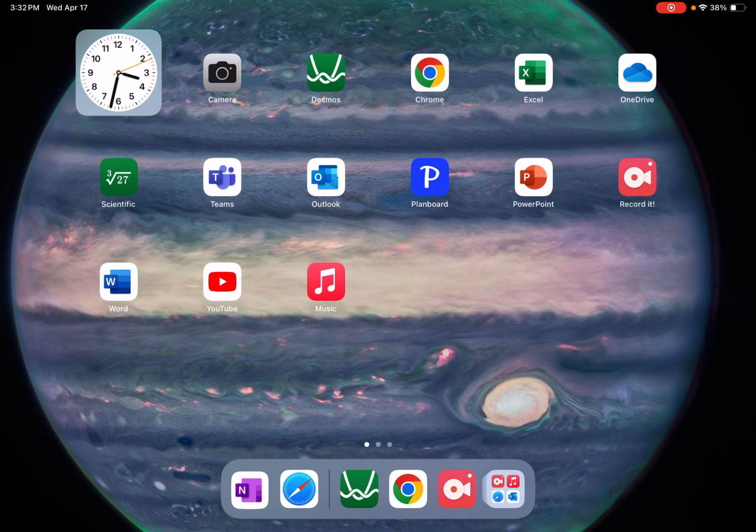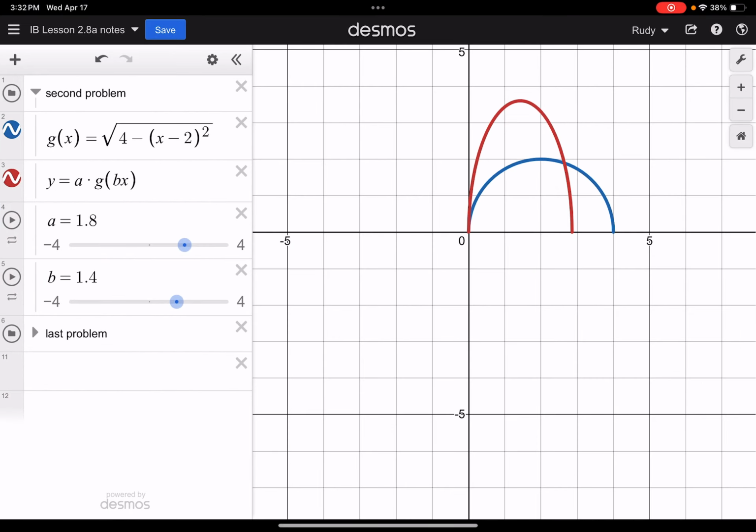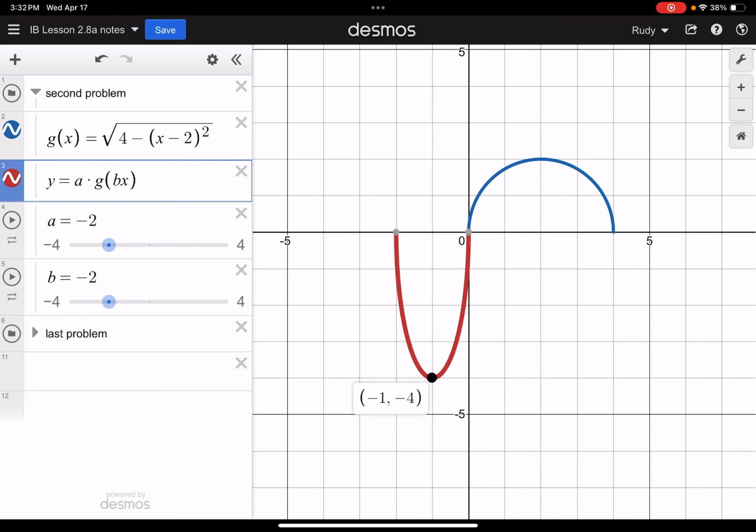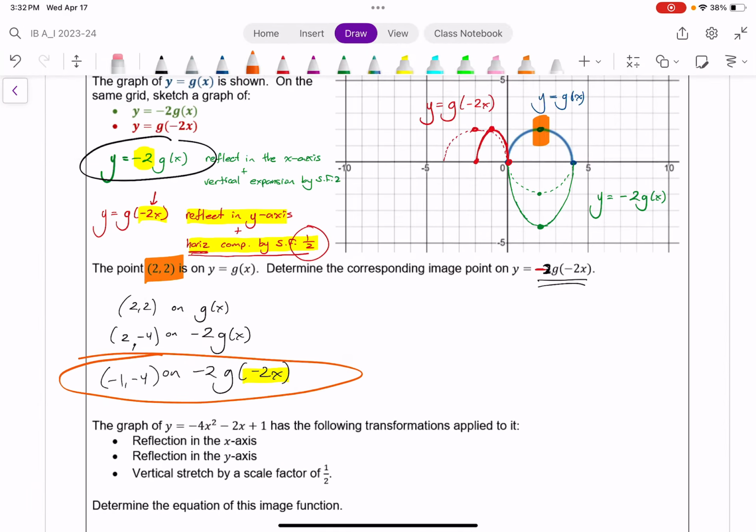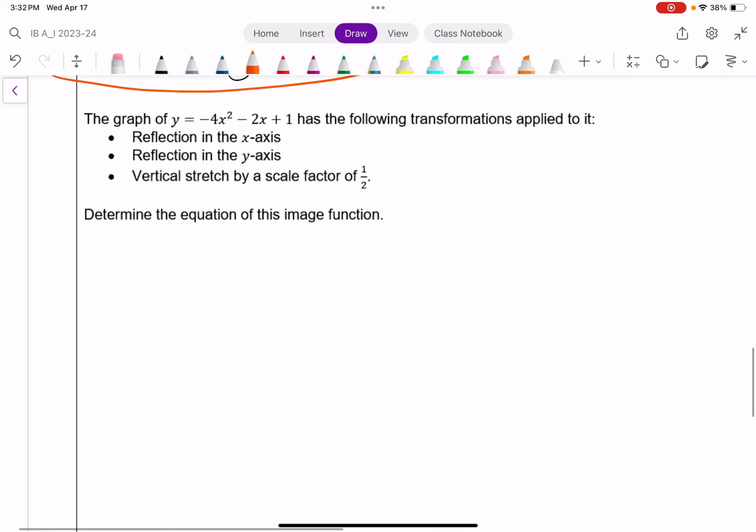In fact, why don't I do it right here? If I make A negative 2 and B negative 2, we have the equation asked us to figure out, and there is that point, negative 1, negative 4.